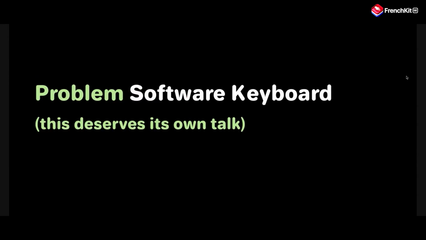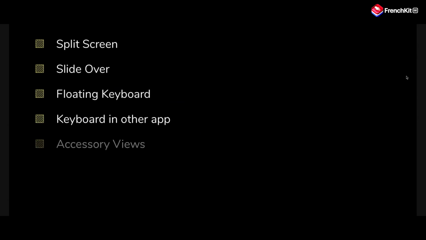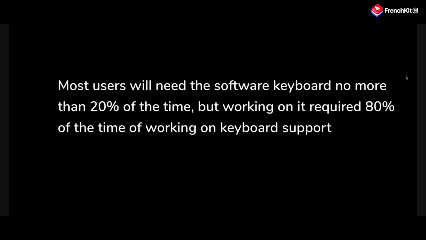Now let's go to the UI side. I had a lot of problems with the software keyboard. That would be a nice talk, because on the iPad, the software keyboard can be in split screen, slide over, floating keyboard. You can have a keyboard in another app. Then you also have accessory views, and then you also have the suggestion bar. And each of these modify kind of how much of your UI is visible. And the API that Apple has here is very old and not really nice, because it relies on dictionaries with keys in there and some information, not type-safe at all.